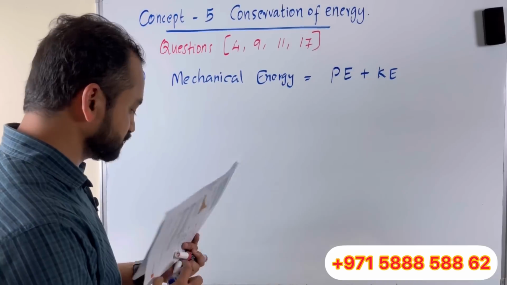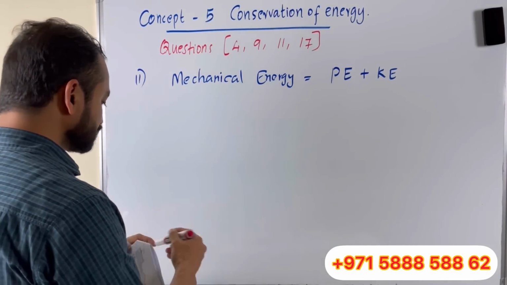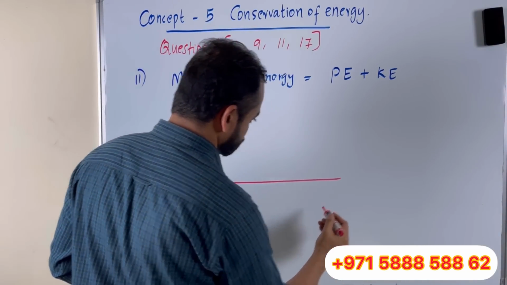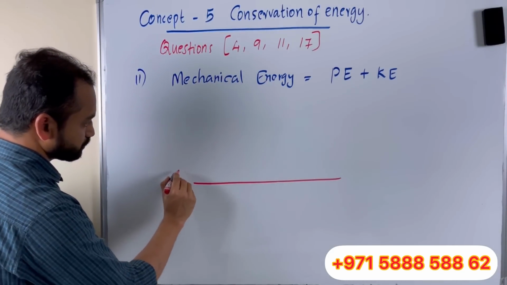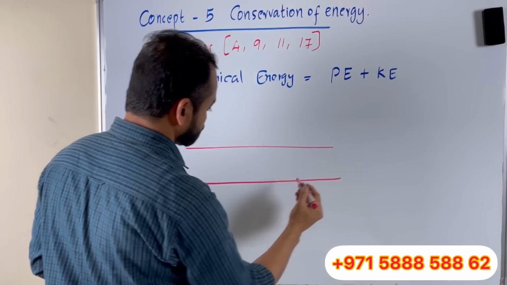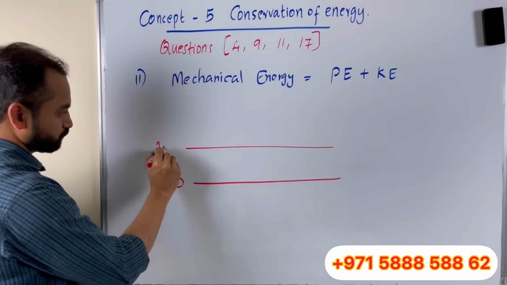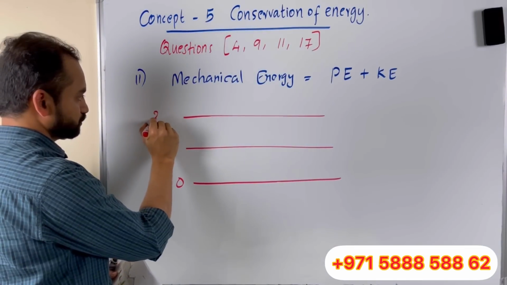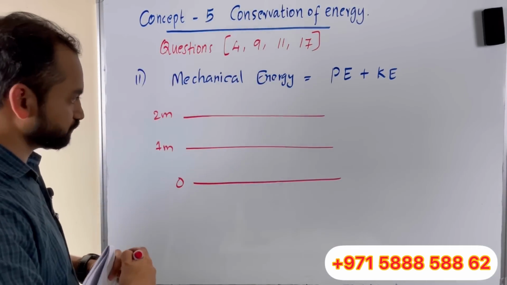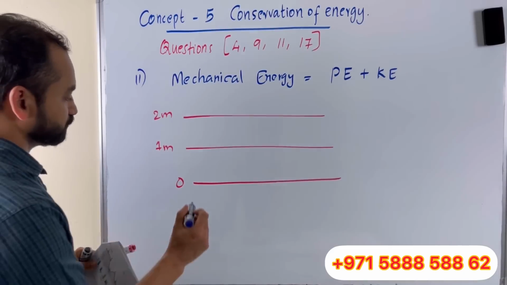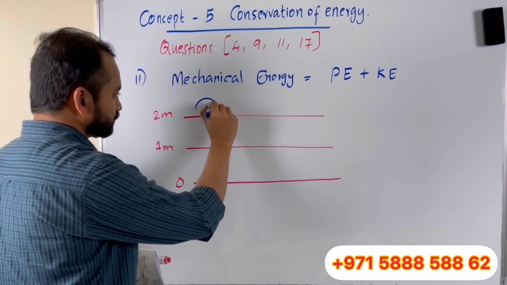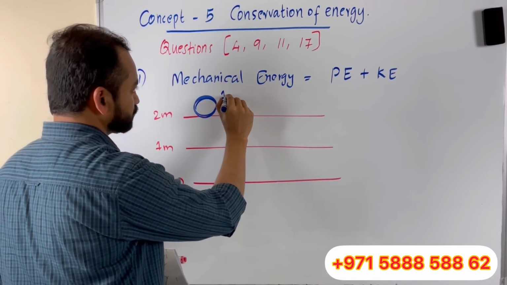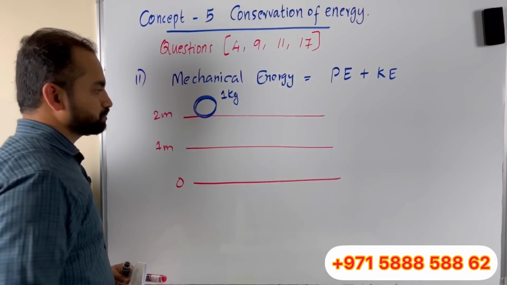For example, here we will mark this as our ground, so this height is 0. Here is another level at a height of 1 meter, and another level at a height of 2 meters, and we have a ball here. The mass of this ball is 1 kilogram.